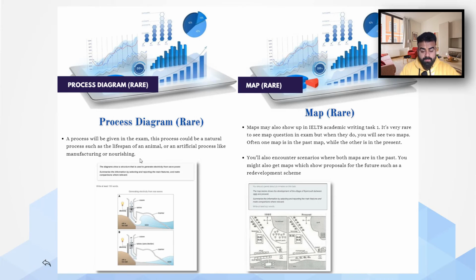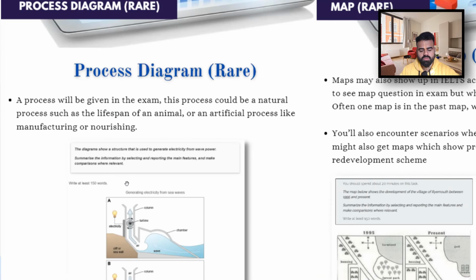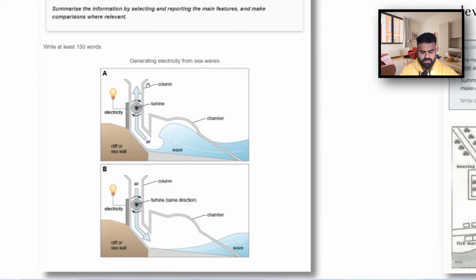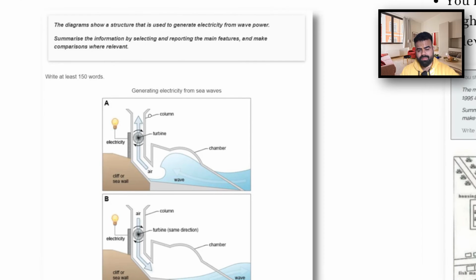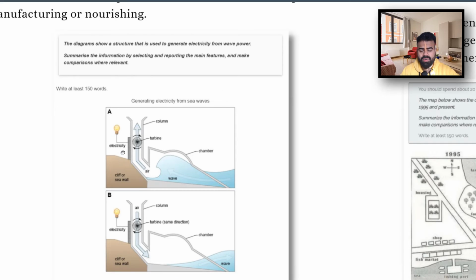Now the next one is the process diagram. Although it's very rare, you might see a process diagram in the exam as well. You'll get a diagram, as you can see on the screen, which you would need to explain, what it is doing and its main features. Here in this example, we are given an architecture which is used to generate electricity from water power, wave power.